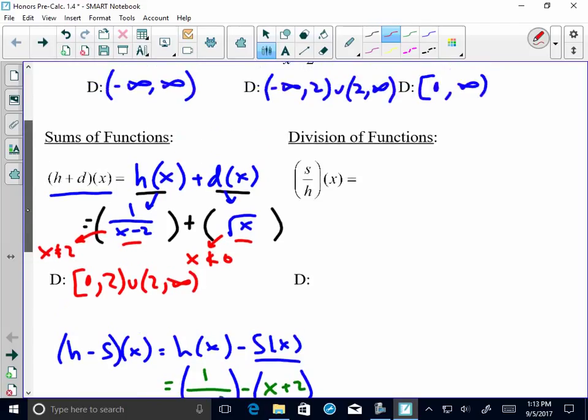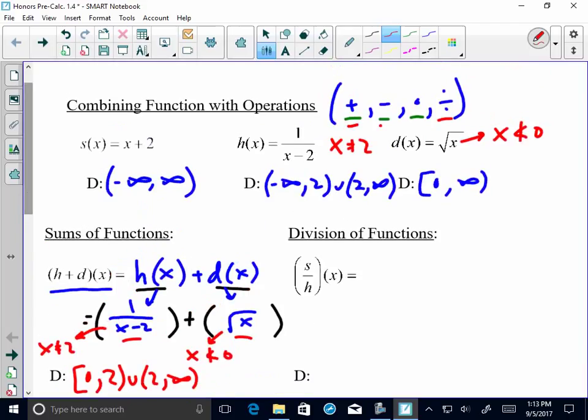Now again, right here, for all the operations except division, we can basically just look at the domain restrictions for the two functions we're combining. And with division, we actually have to think about any x values that would make that denominator equal to 0. And we'll look at that in our next problem.